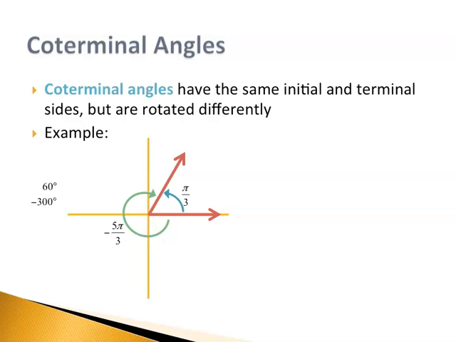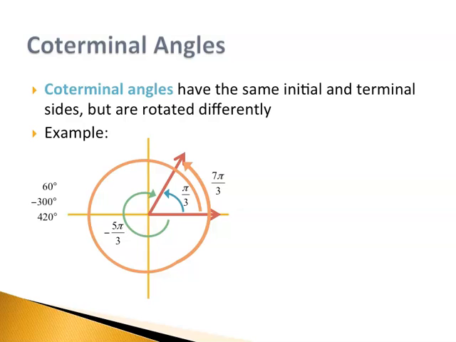Now, it's not just two different ways that you can rotate in order to get there. You could also rotate a full rotation. Let's rotate counterclockwise a full rotation, and then a little bit more to get to that terminal side. So something like this. Now that is going to be, let's think in degrees, 360 degrees plus another 60 degrees. So that's going to be 420 degrees. In radians, that's going to be 7 pi over 3 radians.